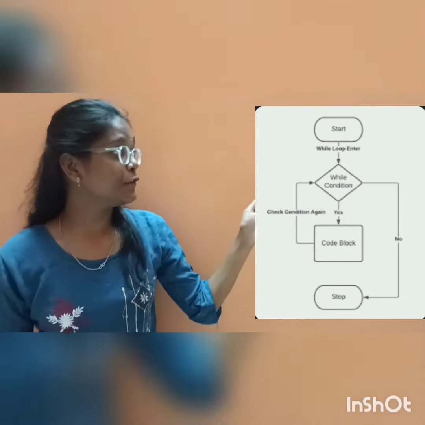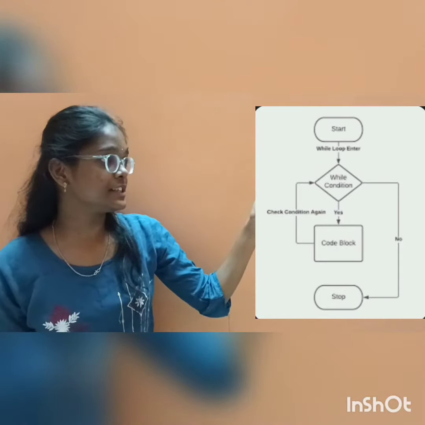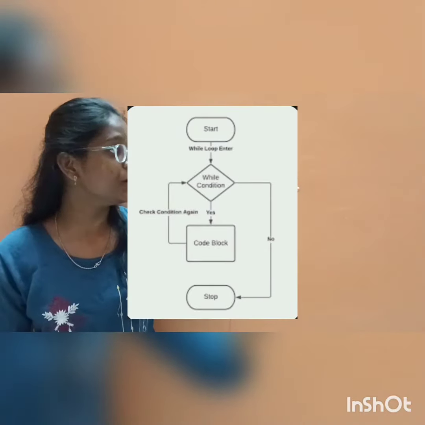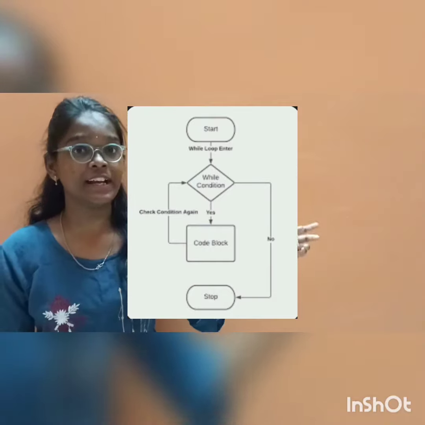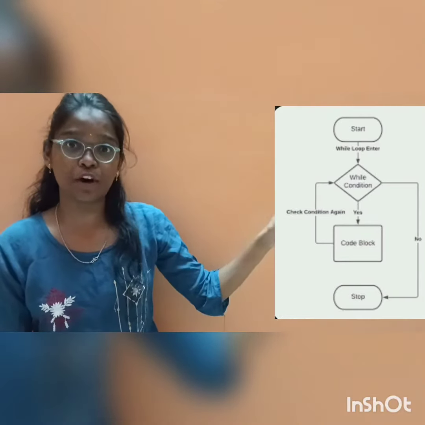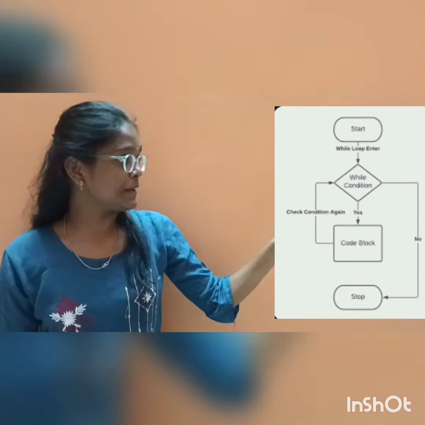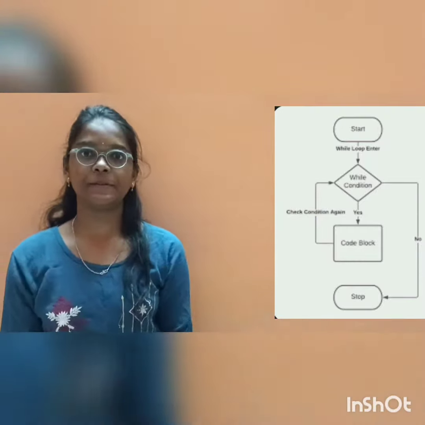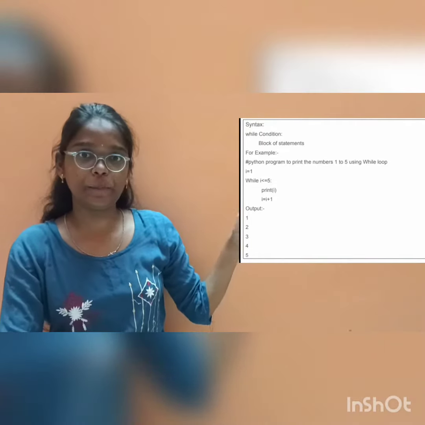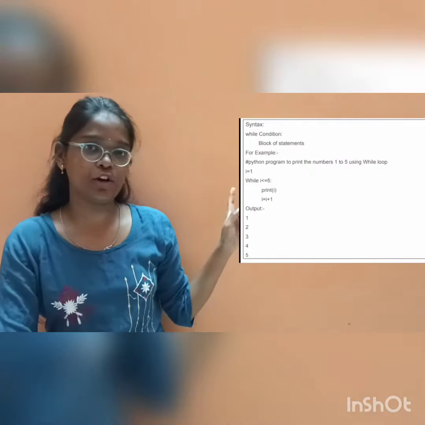Coming to the while loop, the flowchart of the while loop is: when we enter the while condition, if the condition is true, it goes into the block of statements and iterates until the condition becomes false. If the condition becomes false, it stops. Now, the syntax for while loop is while condition, block of statements.